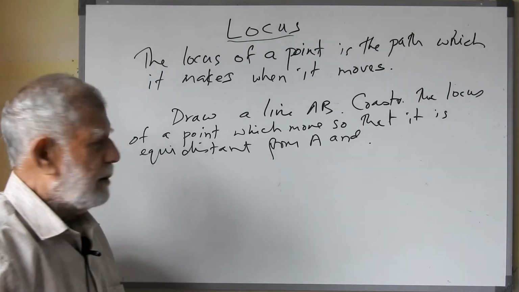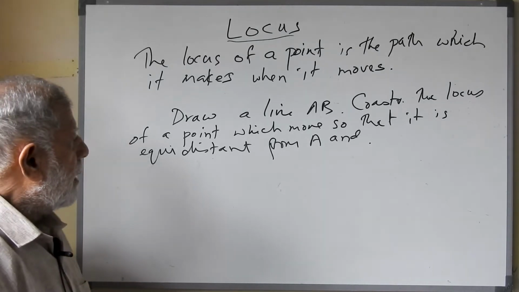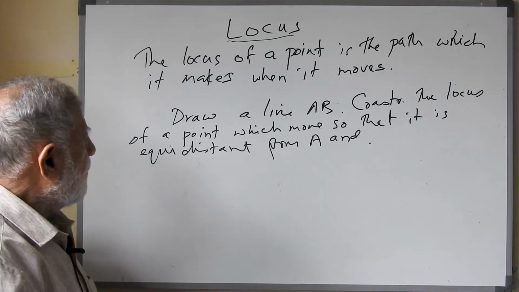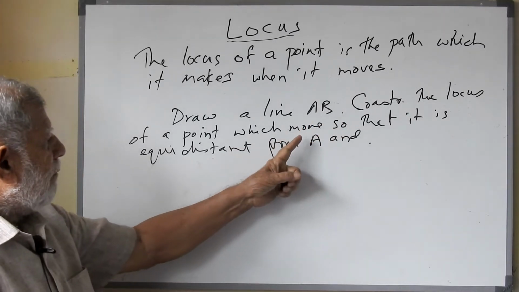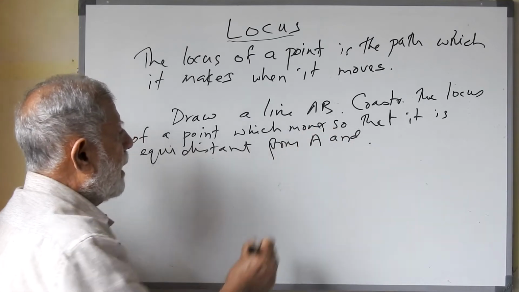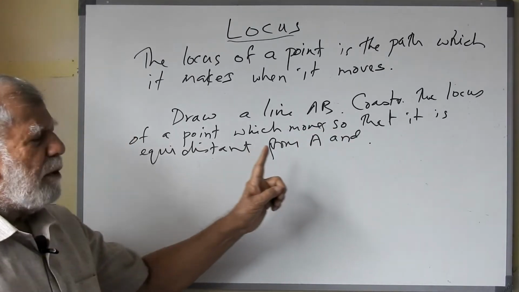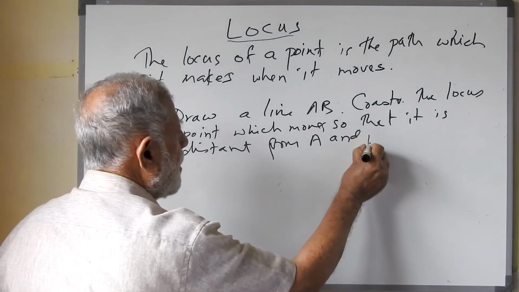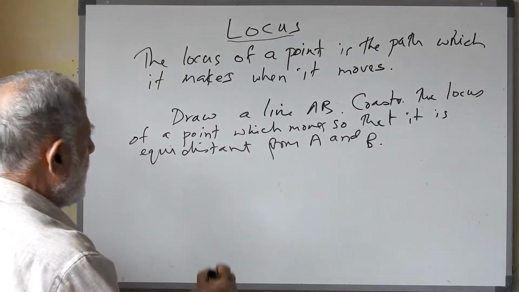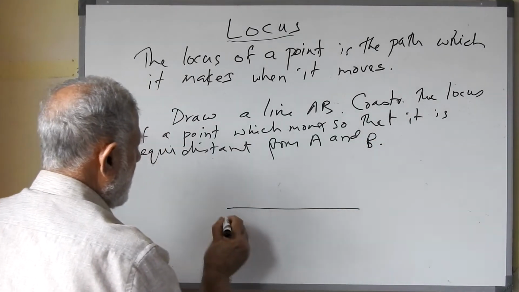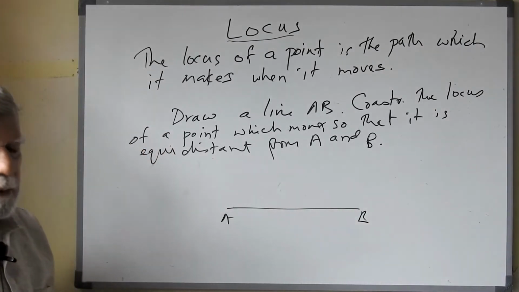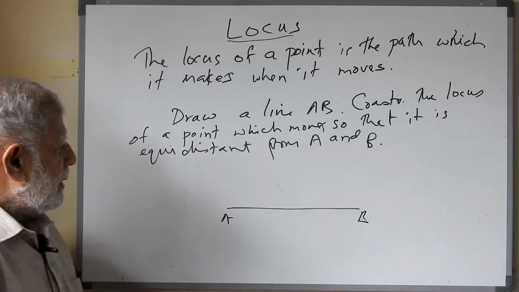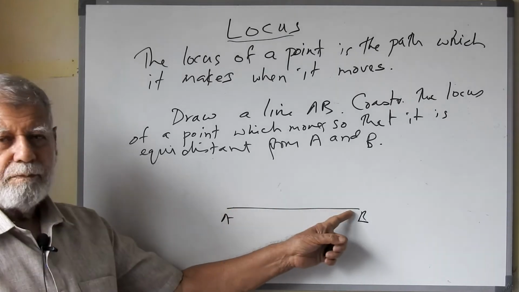Look at this question. Draw a line AB. Construct the locus of a point which moves so that it is equidistant from A and B. So we draw a line. This is A, this is B. Now we have to construct the locus of a point which is equidistant from A and B.